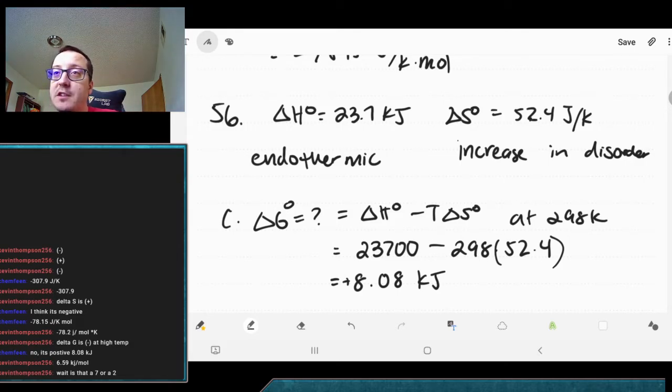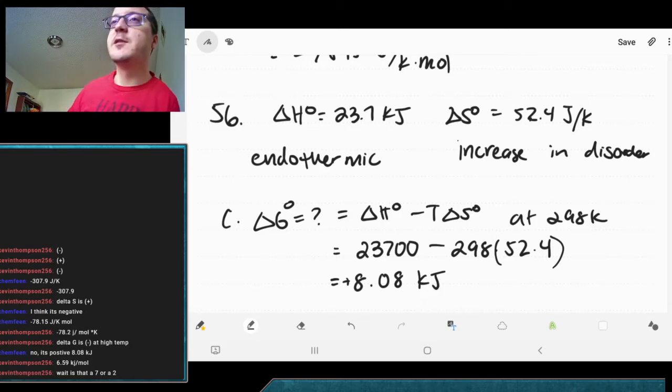At higher temperatures, the entropy term will take over and eventually make it negative at high enough temperatures. So you're both definitely right on this one. But the calculation should be 8.08. So sorry about the messy writing there.